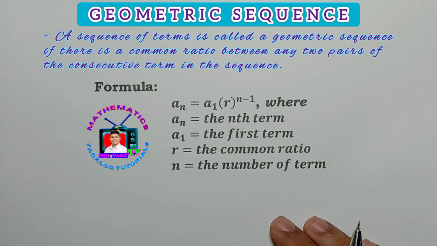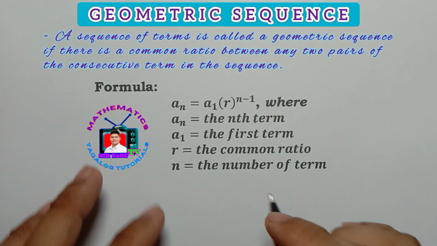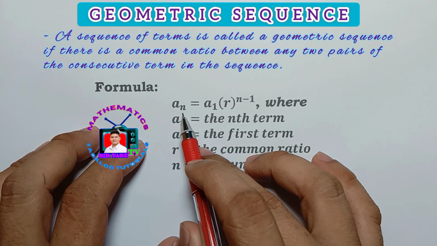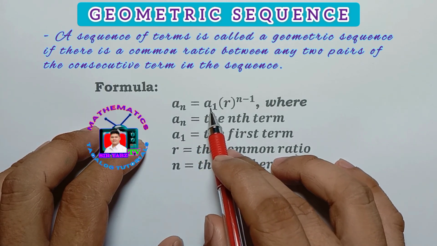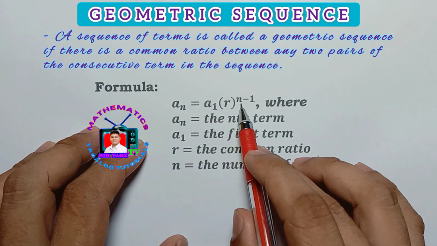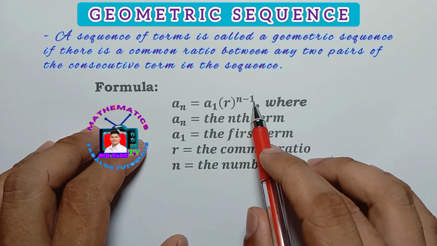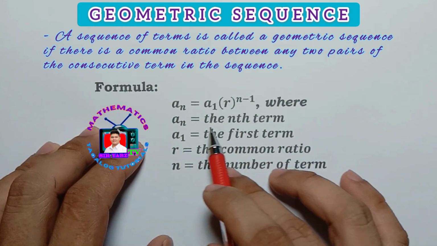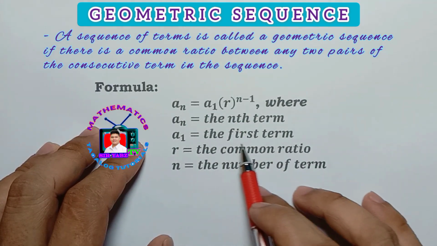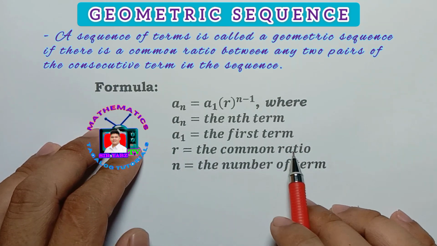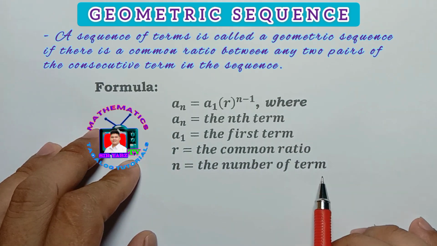So this time our topic is geometric sequence. A sequence of terms is called a geometric sequence if there is a common ratio between any two pairs of the consecutive terms in the sequence. Okay, this is the formula. a sub n equals a sub 1 times r raised to n minus 1. Where a sub n equals the nth term, a sub 1 is the first term, r is the common ratio, and n is the number of terms.